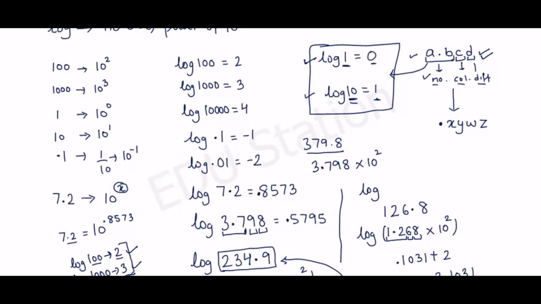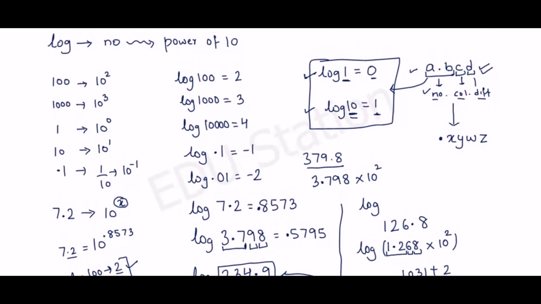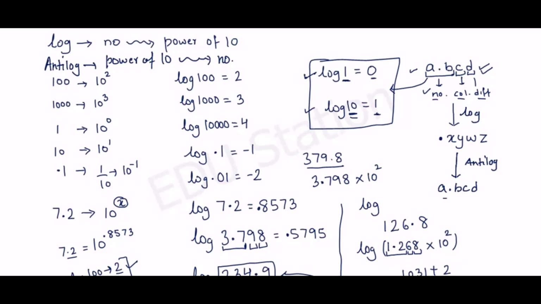Now, when we come to antilog, what antilog does, it is just the opposite. Antilog is converting power of 10 back to number. So it is just the opposite of log. So if A dot BCD, the log, when you see the log, it is 0.xywz. When you see the antilog of 0.xywz, it should give you back A dot BCD. Antilog is converting this power of 10 back to the number.